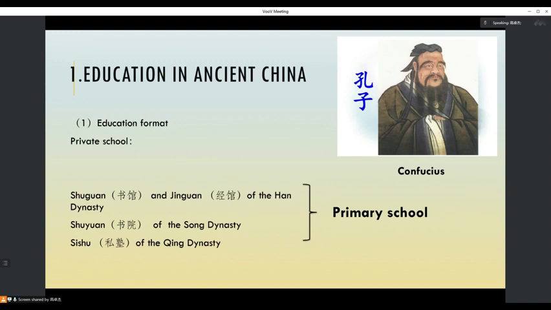He was very tall. According to historical material, Confucius was almost 1.9 meters. Please stand up. Okay. Thank you.